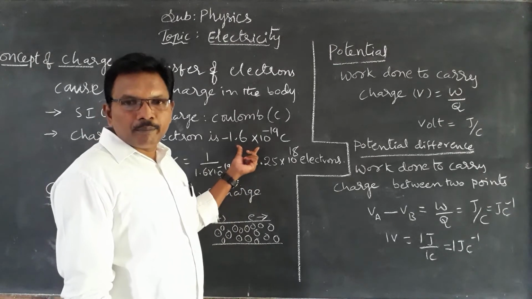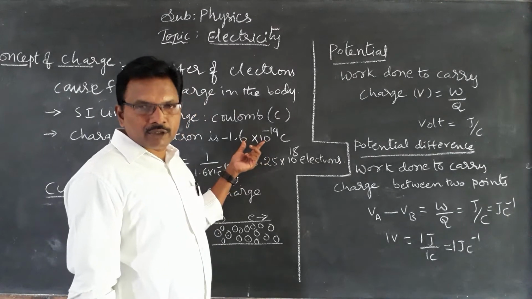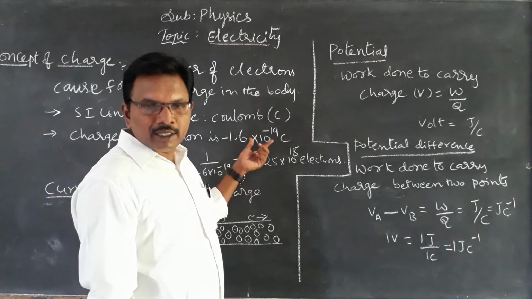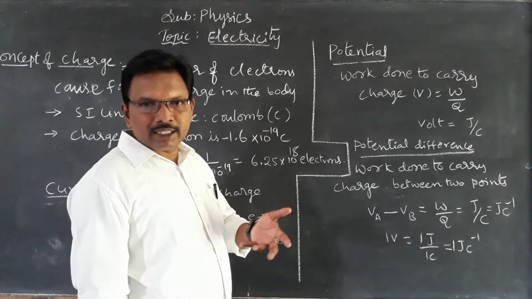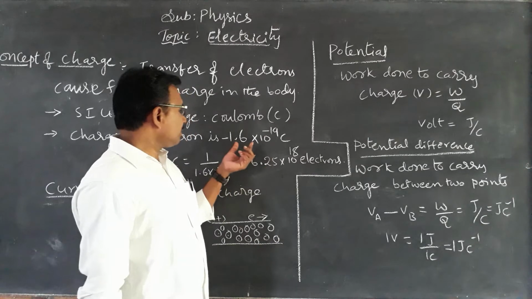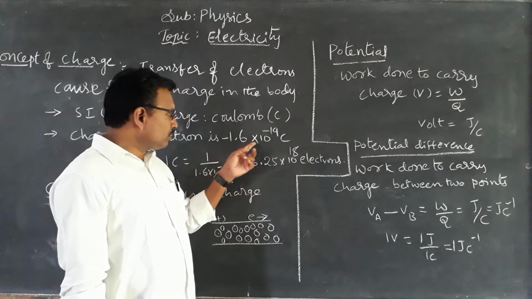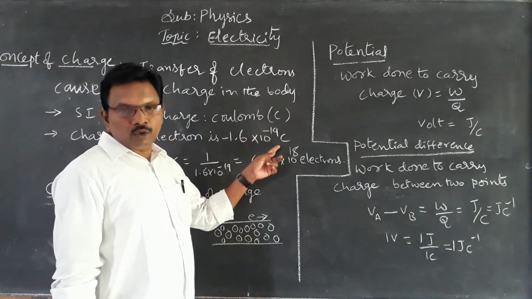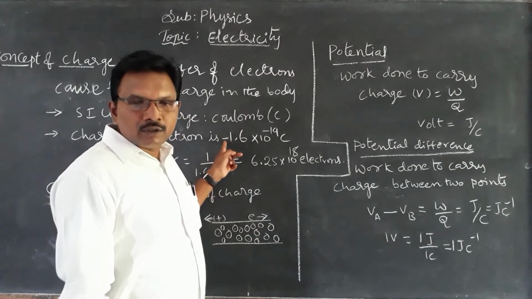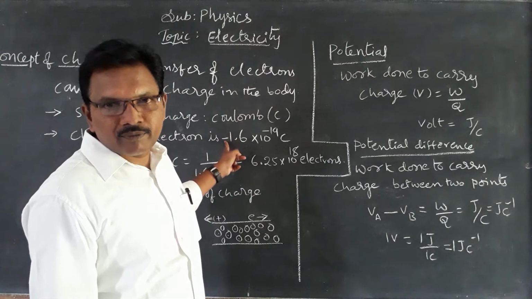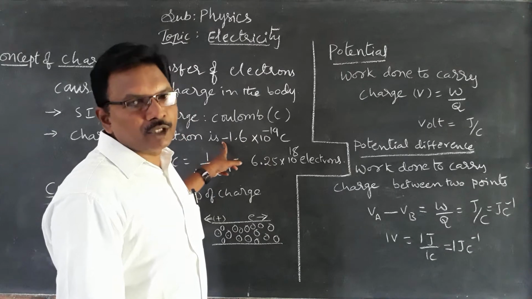Protons also have the same, equal charge. Both have the same charge in an atom, in equal number. That way both are balanced and neutral. So the electron charge is 1.6 into 10 power minus 19 coulombs. Why have I given a minus here? To represent the negative charge. In the case of protons, it is the same value, but positive.